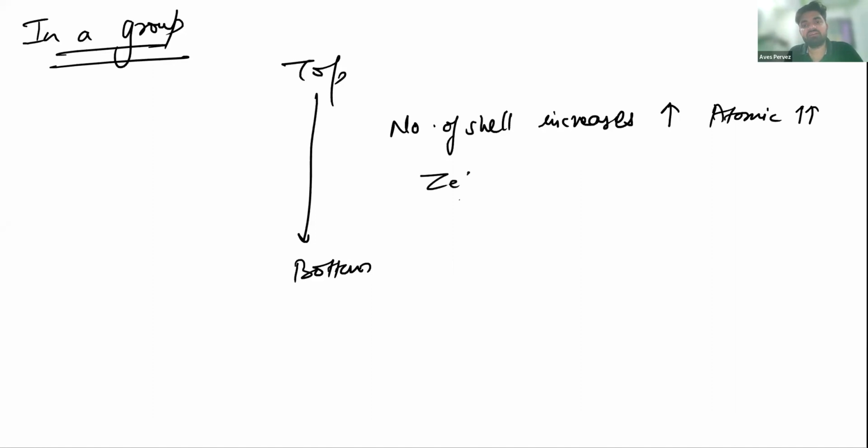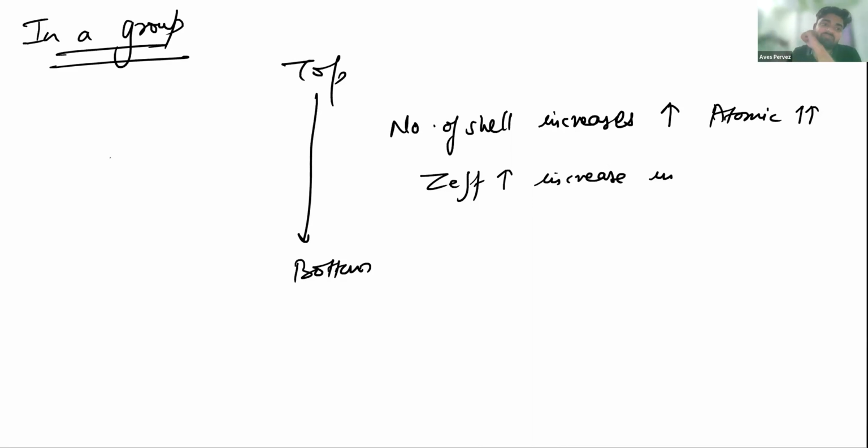And here the Z effect, the effective nuclear charge, is also increasing, since the number of electrons and protons is increasing as we go down. Sodium has 11 protons; below it, potassium has 19 protons. So the Z effect is also increasing. When the Z effect increases, the size of the atom decreases. So it will balance each other.